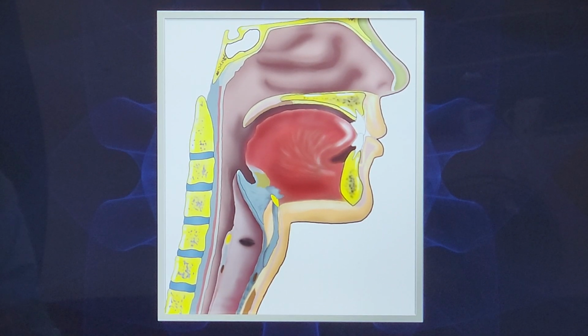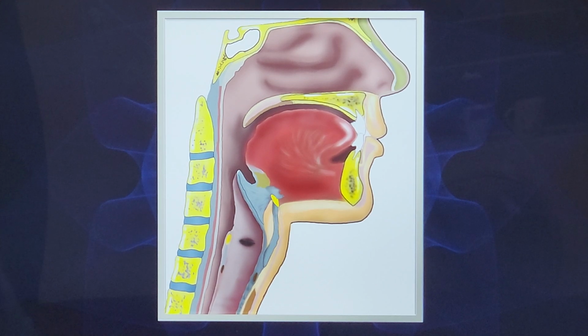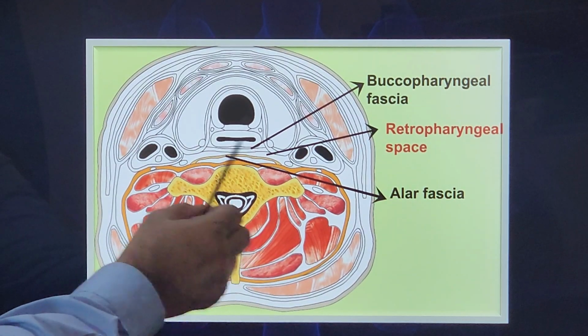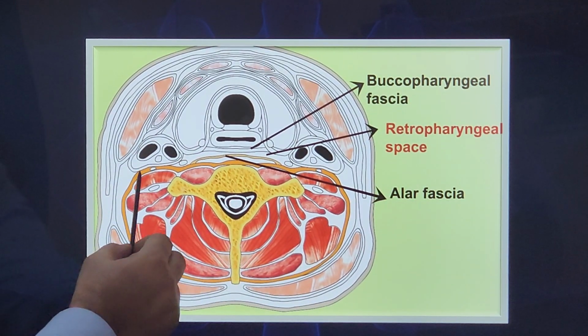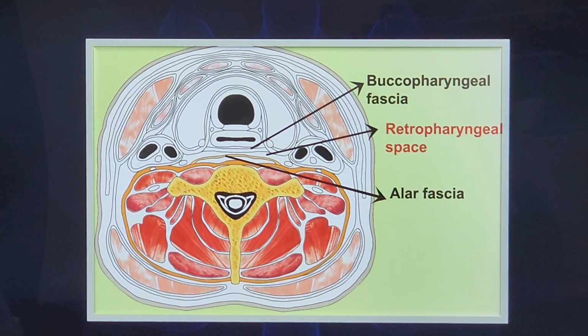So if it's chronic, the most common cause will be secondary to tuberculosis of the cervical spine. That's the commonest cause for chronic retropharyngeal abscess. Now, the retropharyngeal abscess is seen between the buccopharyngeal fascia and the prevertebral fascia. The orange colored thick one is the prevertebral fascia.